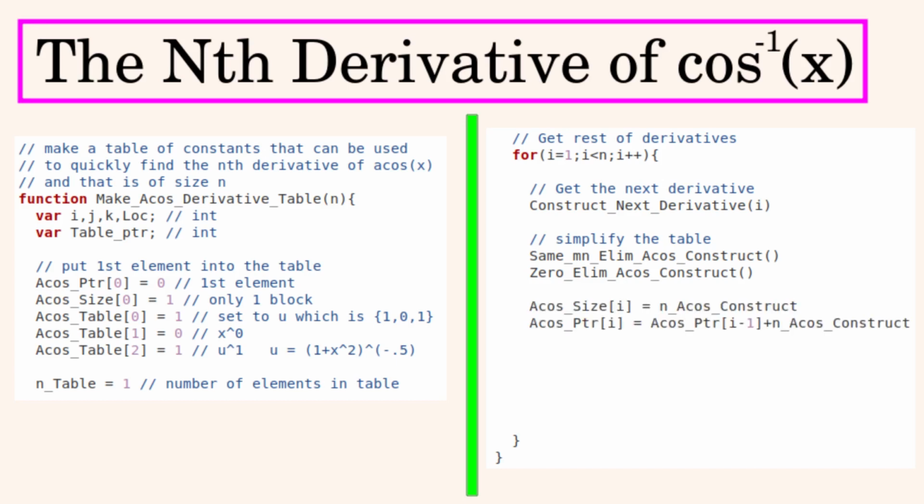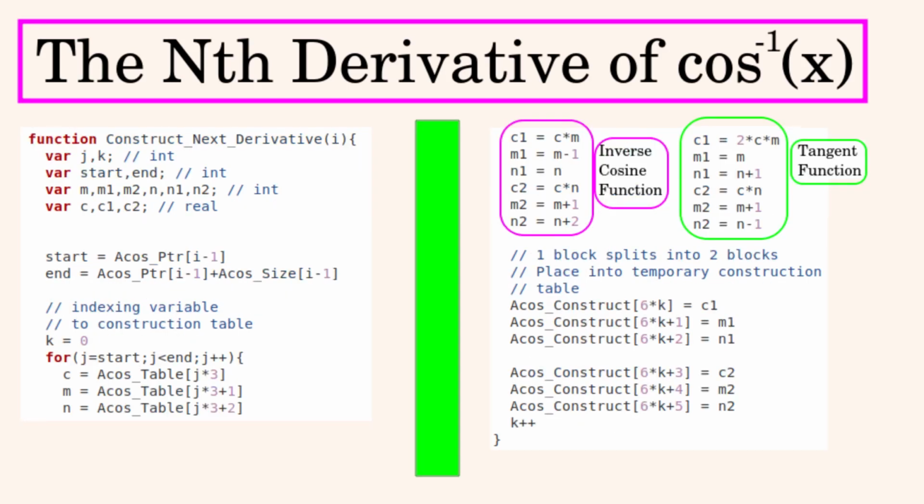We'll then get the pointer variables pointing to the position of this next derivative in the main table. Then we'll copy the expression from the construction array to the main table array. Then we'll increment the number of derivatives we've found so far, and this completes the table.